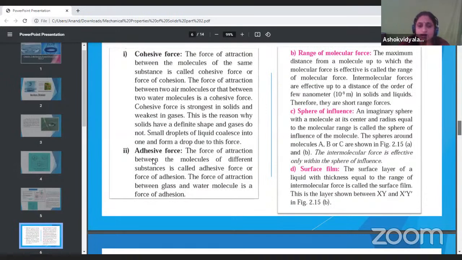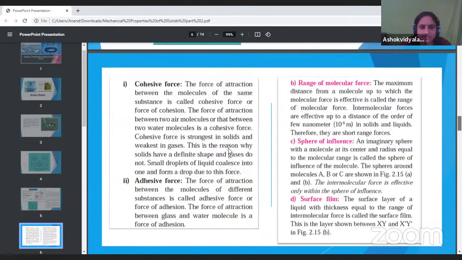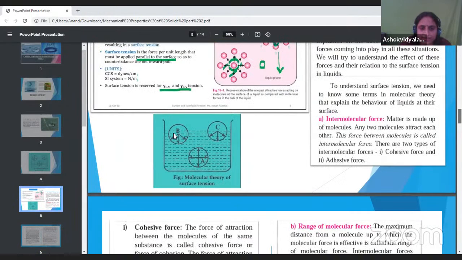Now the next point is the adhesive force. The force of attraction between the molecules of different substances is called the adhesive force, and that force is called adhesion. The force of attraction between glass and water molecules is a force of adhesion. See here, molecule B has two forces acting on it: atmospheric pressure and liquid pressure. So the force acting on B is the adhesive force.